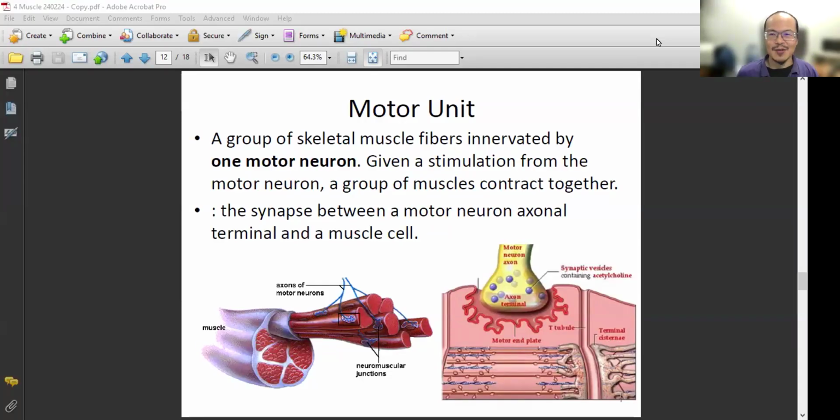All right, guys, welcome back. So now we know how muscle contracts. Now we know the interaction between thin filaments and thick filaments. We are going to introduce the motor neurons into it.